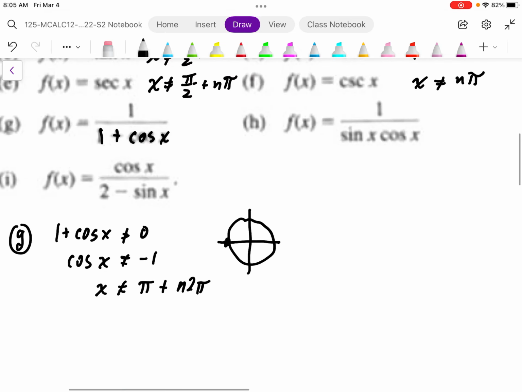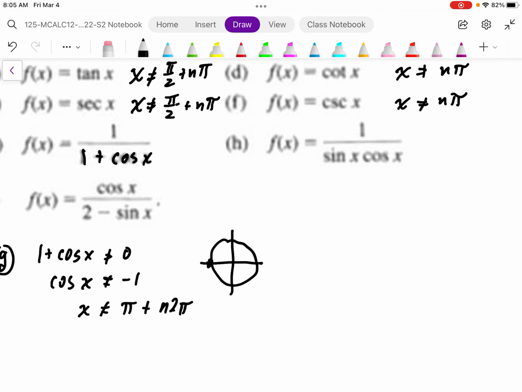Same thing could be said for sine and cosine, where they both hit 0, so for h, where sine is equal to 0, x cannot be equal to 0, pi, etc. So we're going to say n pi. And then cosine cannot be equal to 0 either. So x cannot equal pi over 2 plus n pi.